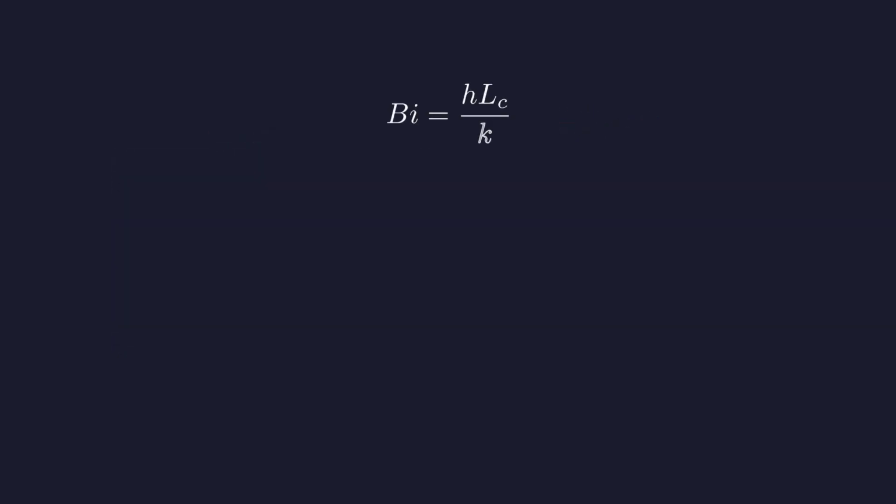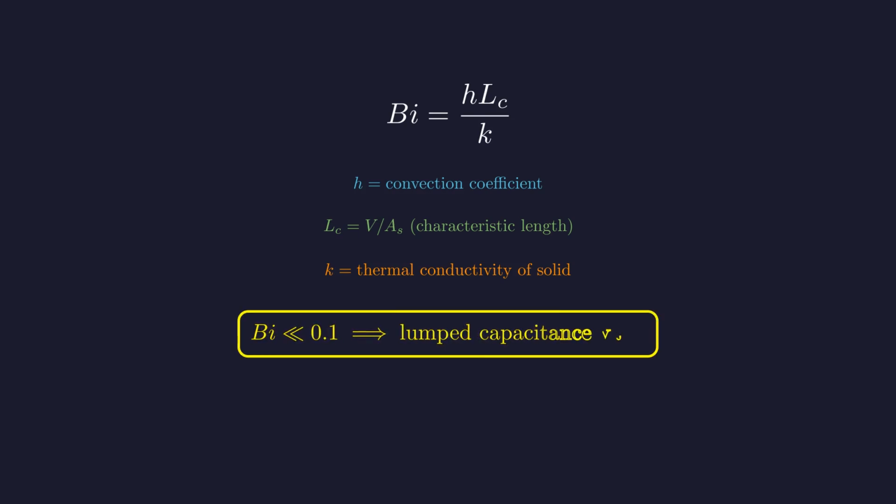The lumped capacitance model is only valid when the temperature inside the solid is nearly uniform. The Biot number tells us whether this assumption holds. The Biot number compares convection at the surface to conduction inside the solid. When Biot is much less than 0.1, internal resistance is negligible and the lumped model is valid.